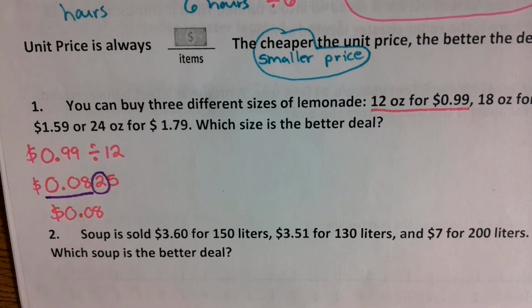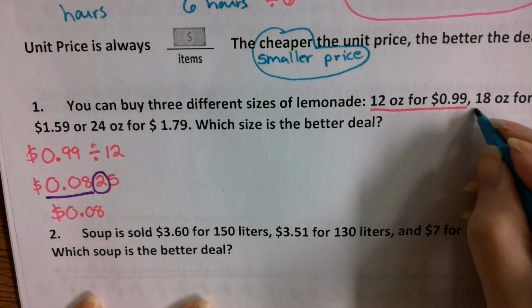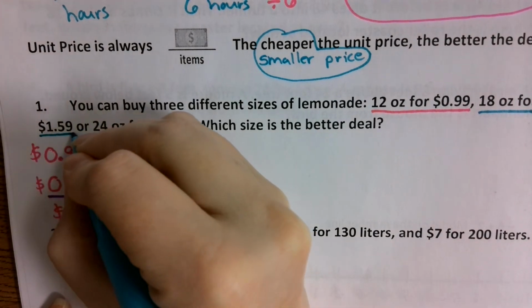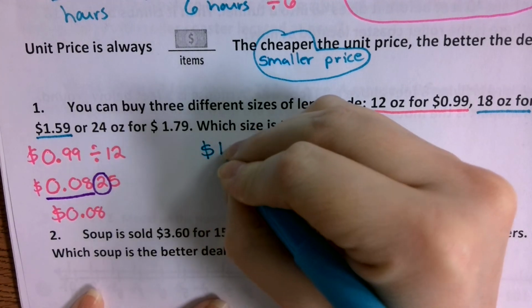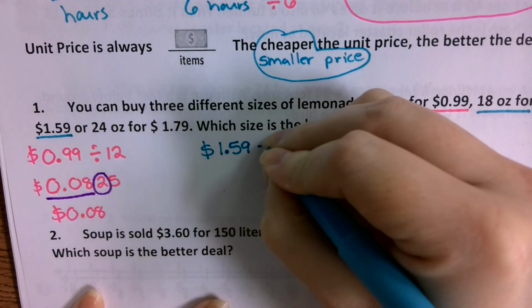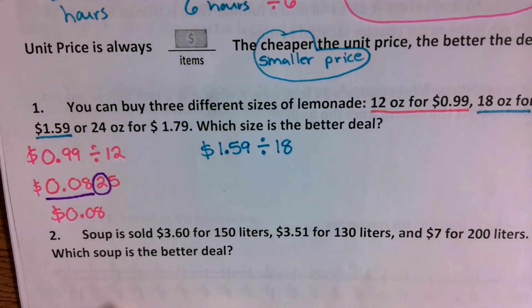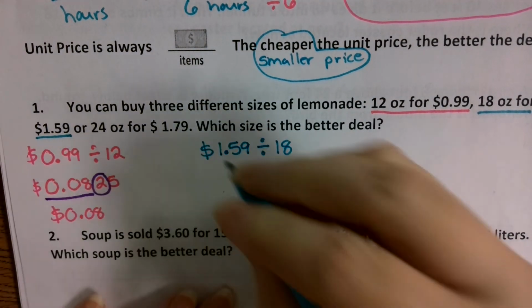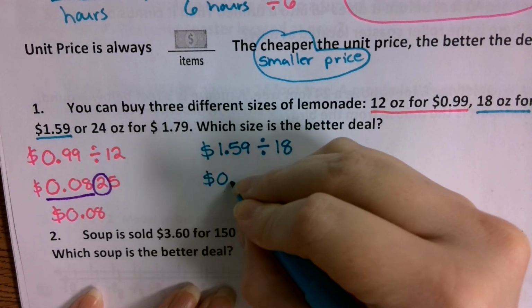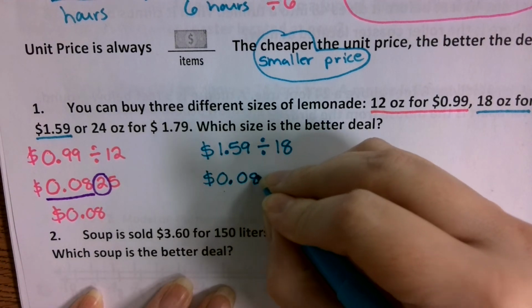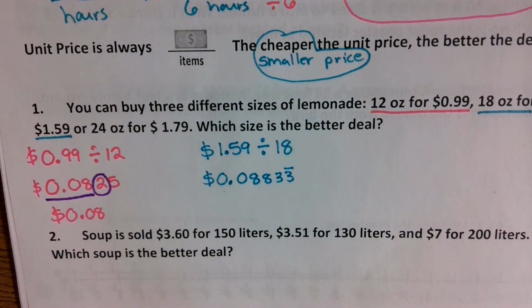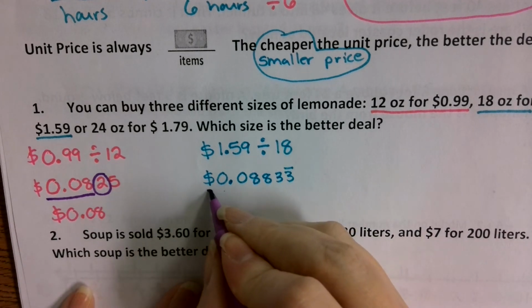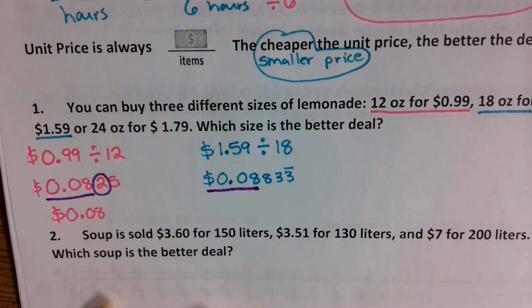Okay, now we're going to do the same thing for the next one. Let's talk about 18 ounces for $1.59. I'm going to take $1.59 and divide it by 18. Again, it comes out to a long decimal, 0.088, and then the 3 keeps repeating, doesn't it? So again, my money is only this 0.08. That's where my money is.